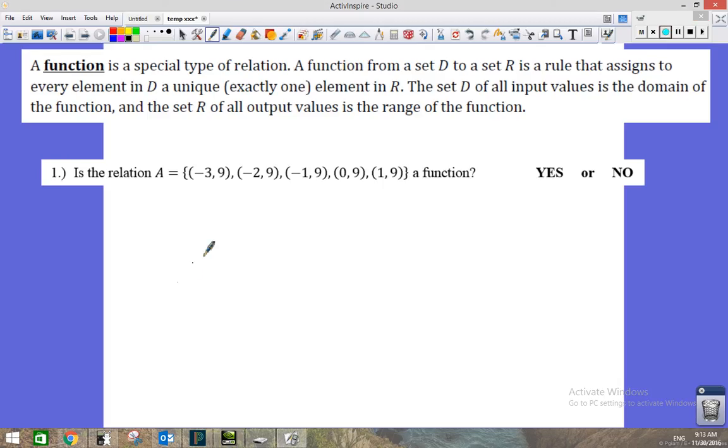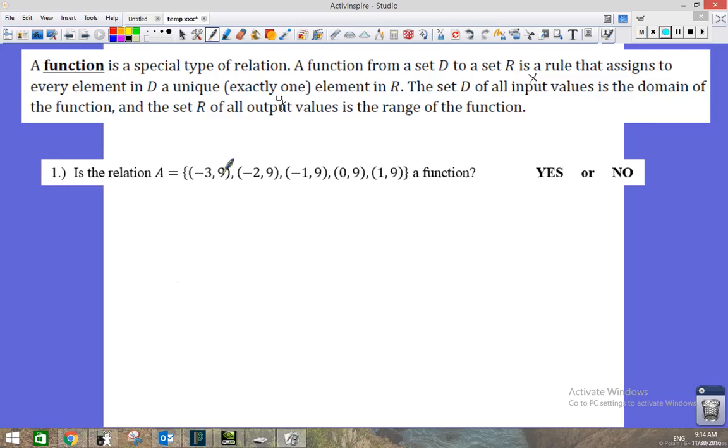So in this problem number 1 that we have here, since the members of this set are ordered pairs, and (x, y) is typically how we refer to them, this is a relation. So a function is a special type of relation. A function from a set D to a set R is a rule that assigns to every element in D a unique, meaning exactly one, element in R. The set D of all the input values is the domain of the function, and the set R of all the output values is the range of the function. So the input, we typically refer to it as the x coordinates, and the output, the y coordinates.